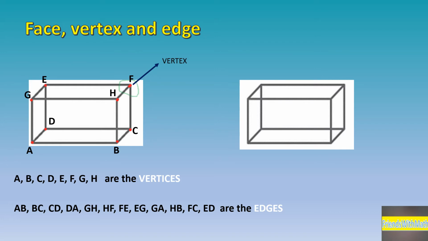Now let us see the face of the cuboid. So it has 6 faces. Face 1, face 2, face 3 which is opposite to face 1, face 4, then face 5 which is the bottom face and face 6 which is the upper face which is opposite to face 5.